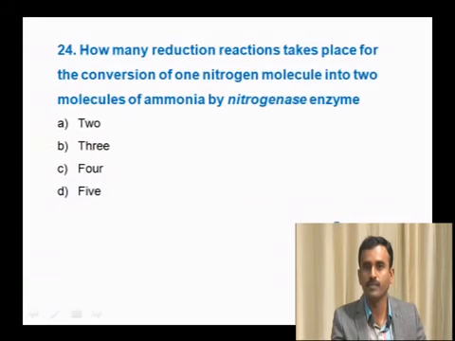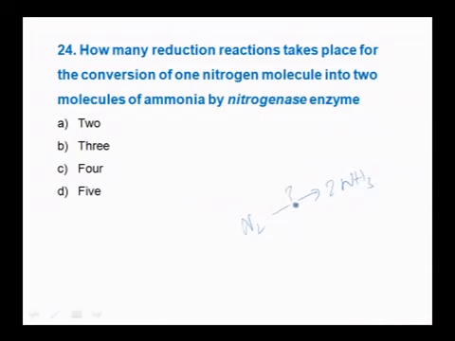Next question. How many reduction reactions take place for the conversion of one nitrogen molecule into two molecules of ammonia by nitrogenase enzyme? In nitrogenase enzyme action, nitrogen is converted into two molecules of NH3, ammonia, with 3 reductional steps. Three times addition of hydrogen ions takes place. So three reduction reactions happen for the formation of a molecule of ammonia. Answer for this is option B. Next question.